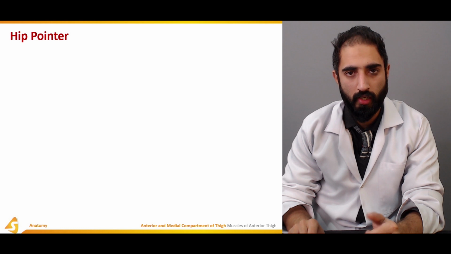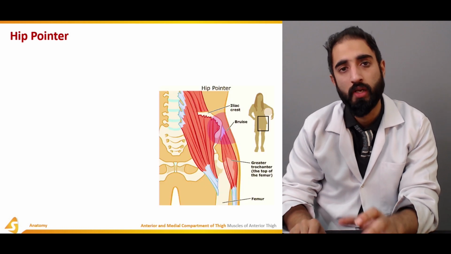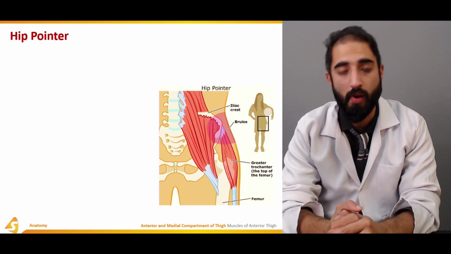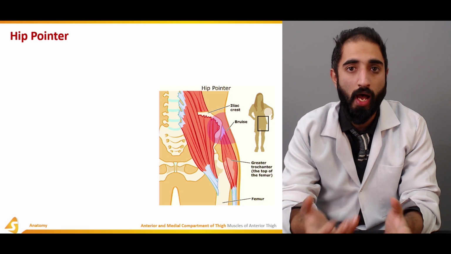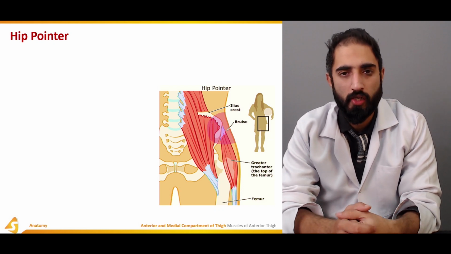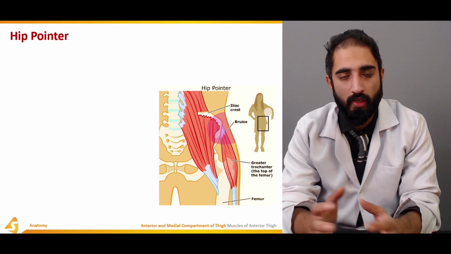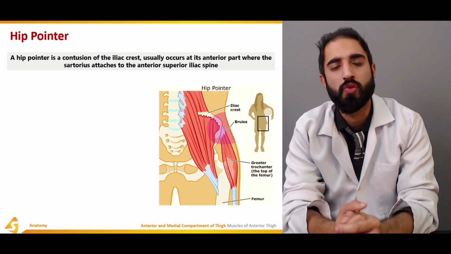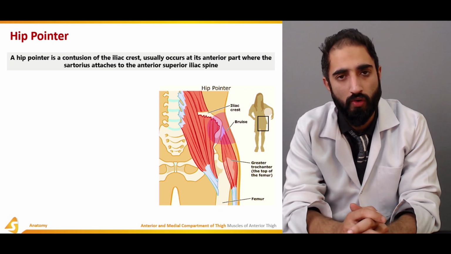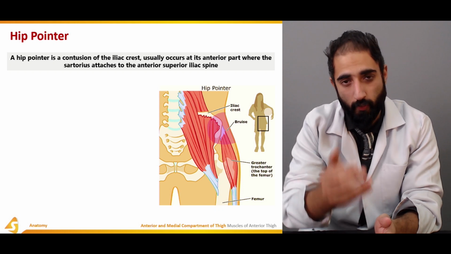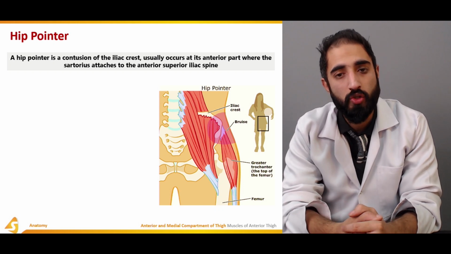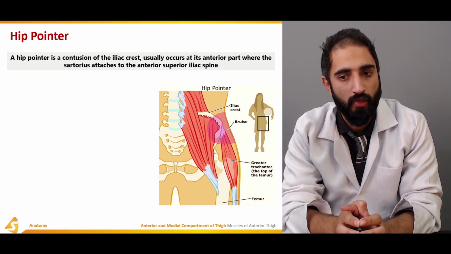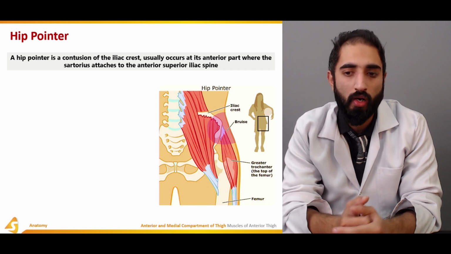It is an injury that is very common in contact sports such as rugby, American football, as well as ice hockey, because in those sports there is a lot of chance of individual to individual contact, which can lead to injury. This is a contusion of the iliac crest, which is the superiormost aspect of the innominate bone, and it usually occurs at its anterior part where the sartorius attaches to the anterior superior iliac spine.